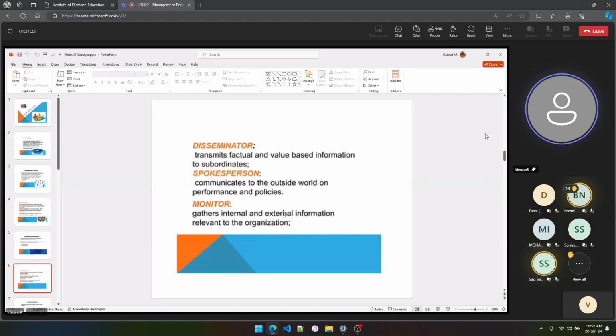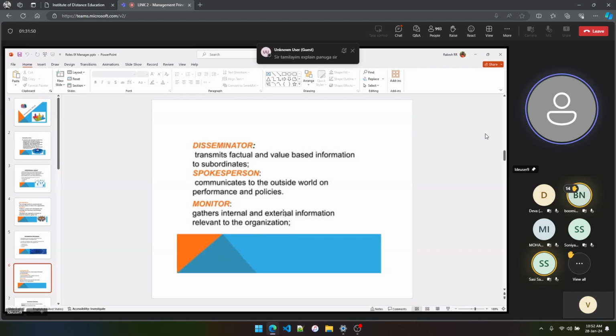The right information has to be verified a lot by the manager. That's a big role; being a manager, that is one of the biggest roles. The information that you are sharing with your subordinates has to be 100% perfect. It should be factual and value-based. This disseminator role is very, very important for any manager. Then the spokesperson communicates to the outside world on performance and quality.